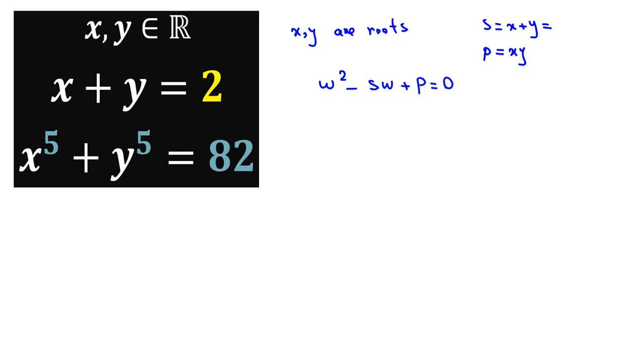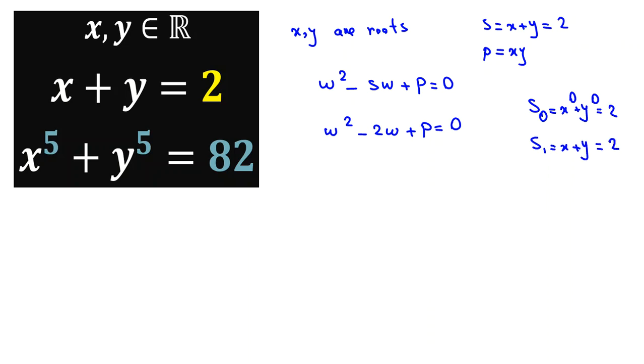We know x plus y from the assumption of the problem equals 2. So we can say W squared minus 2W plus the product. The product is xy. So here we know this, and from part 2, by Newton's sums, at first S0 is what? x^0 plus y^0, the roots, is 2 always. S1 is x plus y, equal to 2.